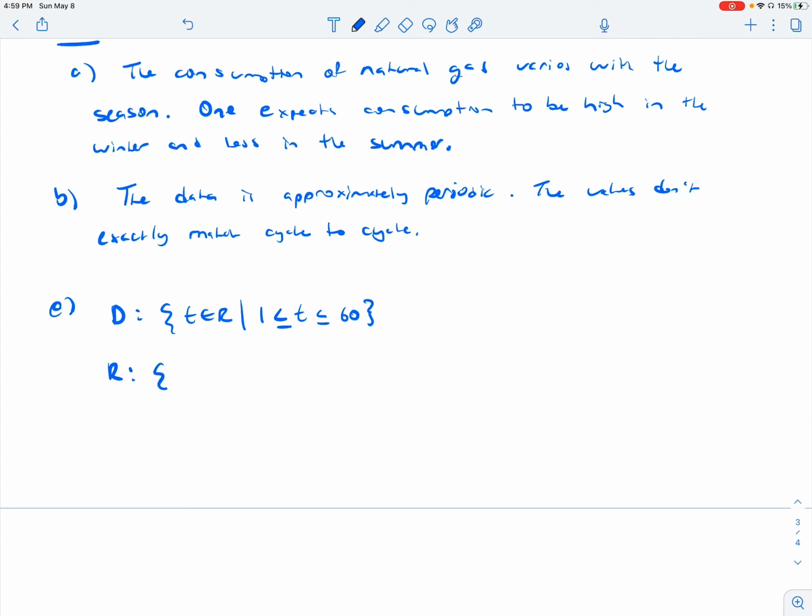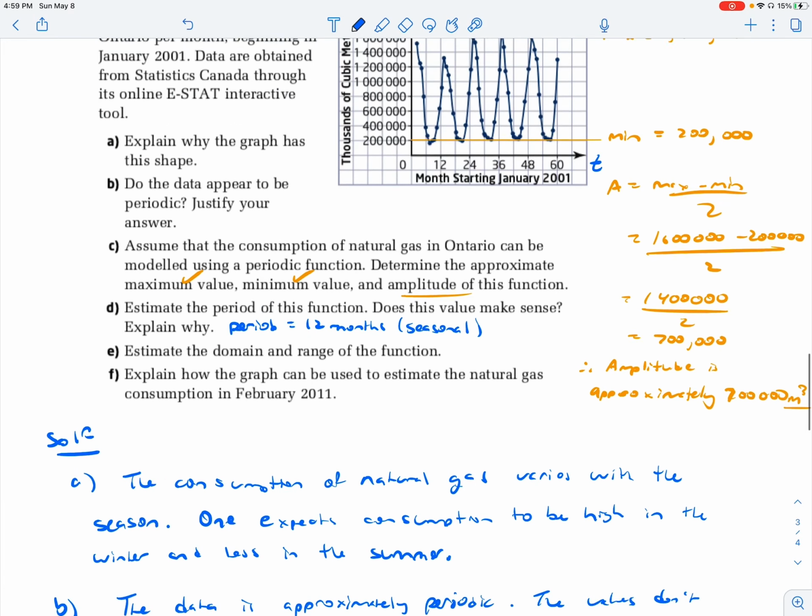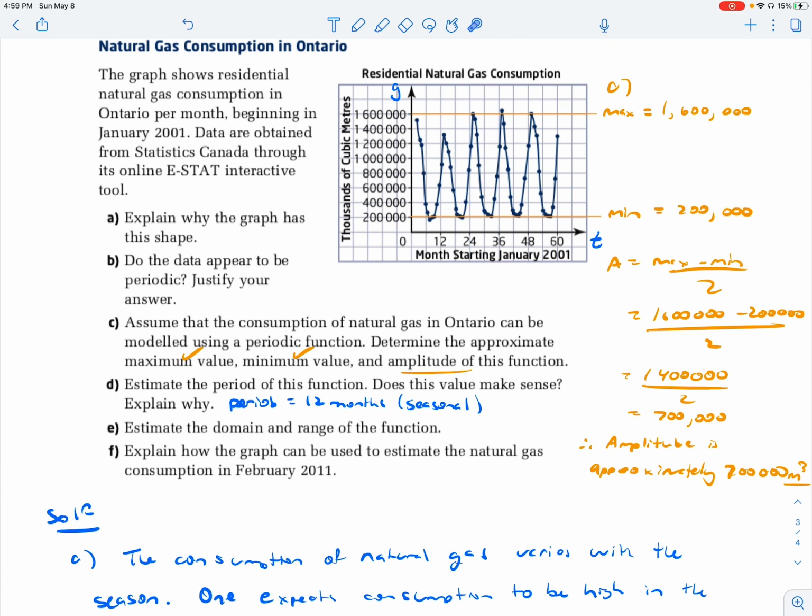And the range, this will be a little trickier. Gas consumption is an element of R, I kind of have to read the graph for this. So my absolute max value all the way to my absolute min value. Just to keep it simple, I'm just going to use these values here. If I had a table that had the actual values in it, I would use those. So we'll say from here to here.